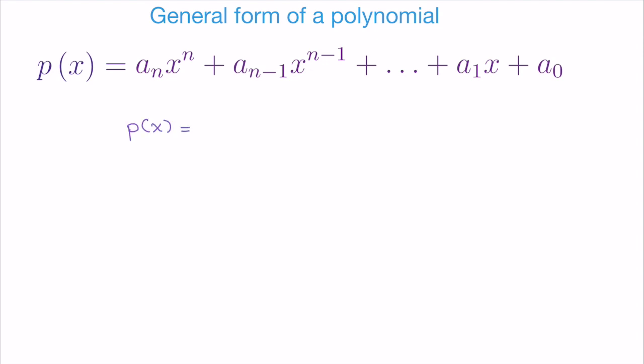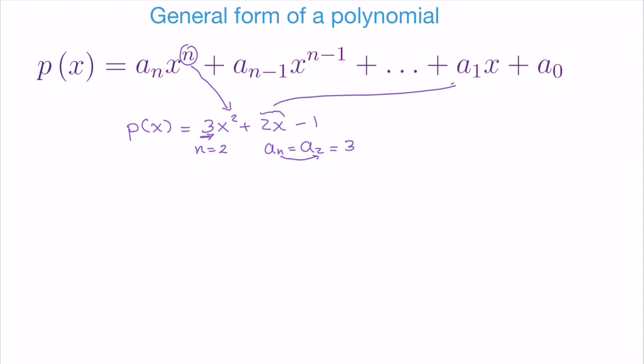Suppose p of x equals 3x squared plus 2x minus 1. The n in the formula is the power of x here. So a_n equals a_2, n is 2. And that is just the number that appears in front of x to the power of 2, which is 3. This piece here corresponds to this one. You see, x is to the power of 1 and x is to the power of 1. We don't write it, but we know there's a 1 there.